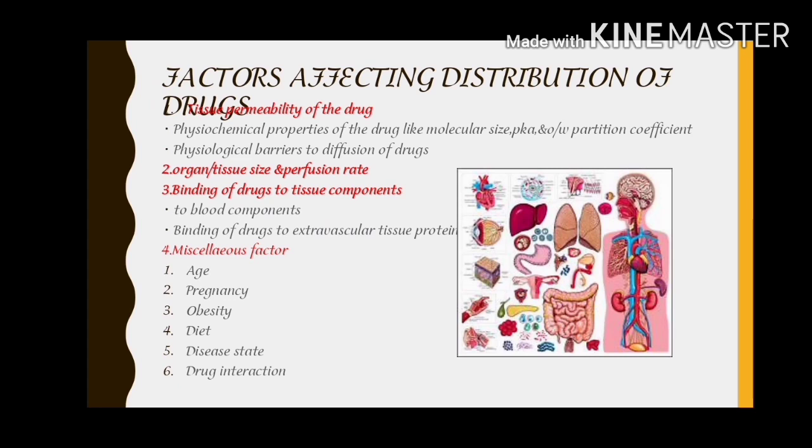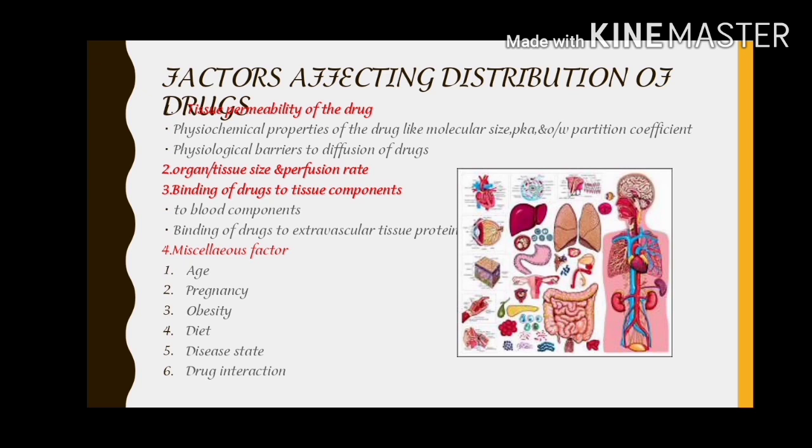Next are the factors affecting the distribution of drugs. The first factor is the tissue permeability of the drug. How permeable is the drug through various tissues present in the body? It depends on physicochemical properties of the drug, like molecular size, pKa and O/W partition coefficient. O/W stands for oil by water. And second are physiological barriers to the diffusion of drugs.